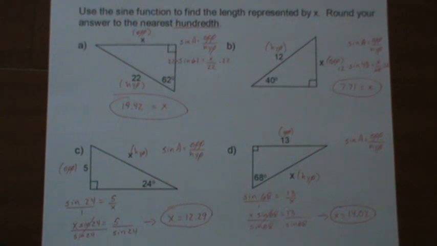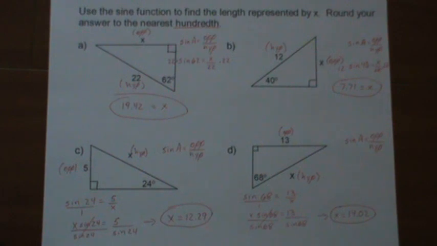In part C, given the opposite is 5, the hypotenuse is x, and the angle measure is 24 degrees. Whenever we have opposite and hypotenuse, we use sine, so the sine of the angle is equal to opposite over hypotenuse. When I substitute in, sine of 24 equals opposite 5 over hypotenuse x. My goal is to solve for x. So to solve for x here, I chose to make this a proportion and then cross multiply.